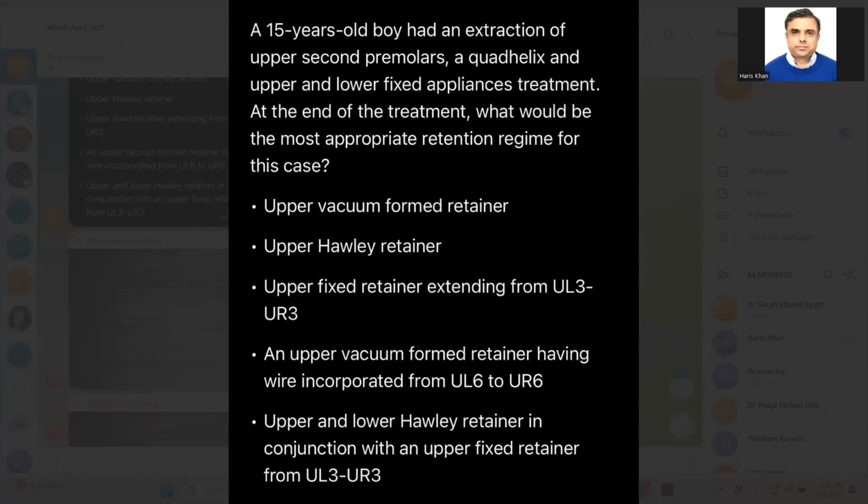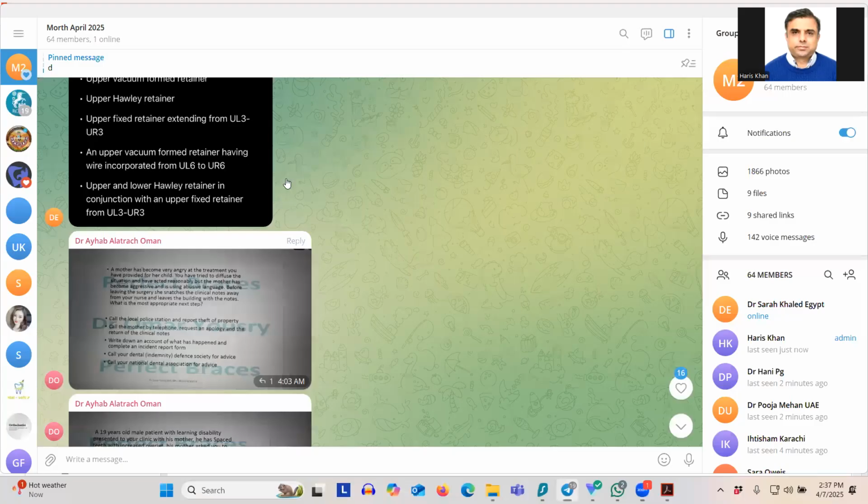Extraction of upper second premolars, quad helix and upper loop fixed, and a retainer at the end of treatment. What would be the most approved regime? Okay, we could go for the Hawley. So the answer is B. Yeah, Hawley, that's the gold standard.